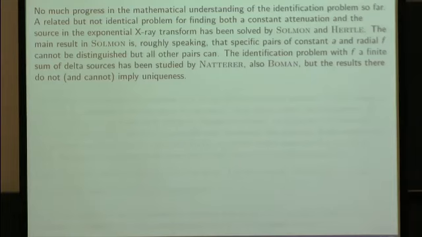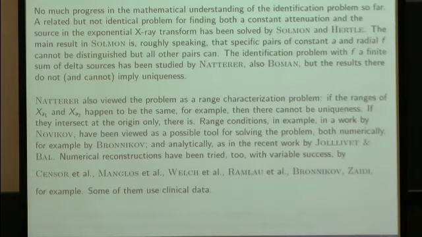And the identification problem with a finite sum of delta sources was studied by Natterer and Jan Baumann. But I mean, it's clear that we have some kind of discrete information. Actually, it's not really discrete, but it's like a Radon transform with a discrete number of centers or points. So it cannot have uniqueness, but still Natterer showed some nice reconstructions, some nice pictures.